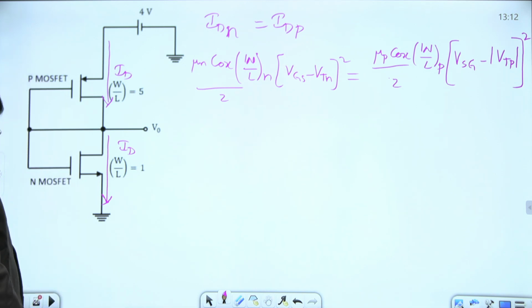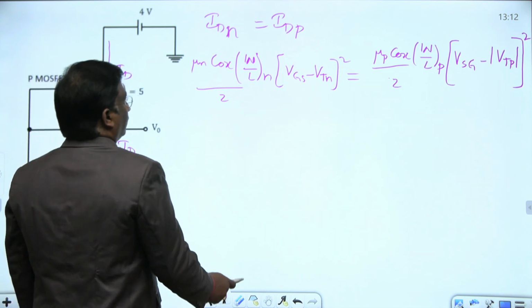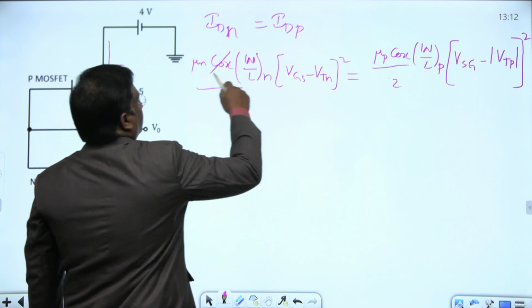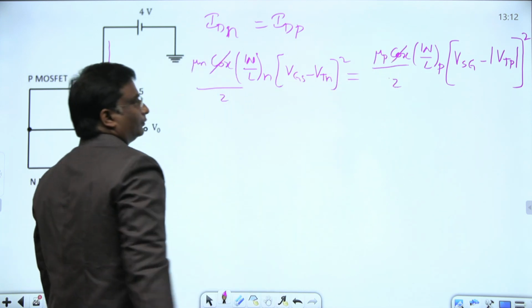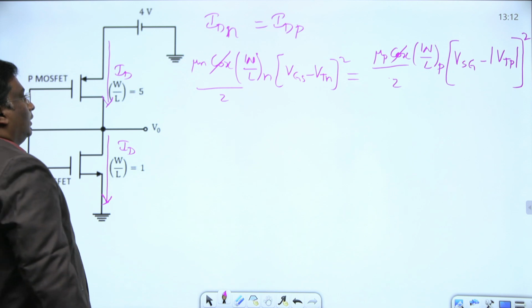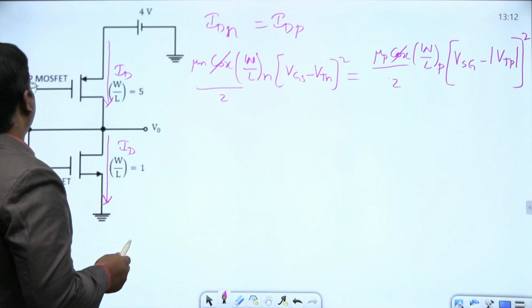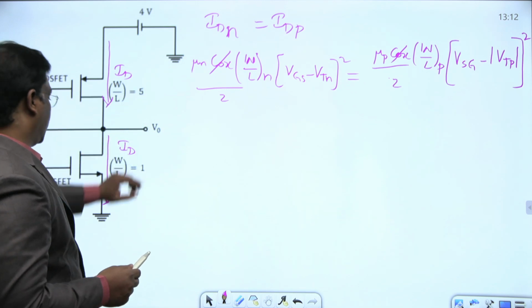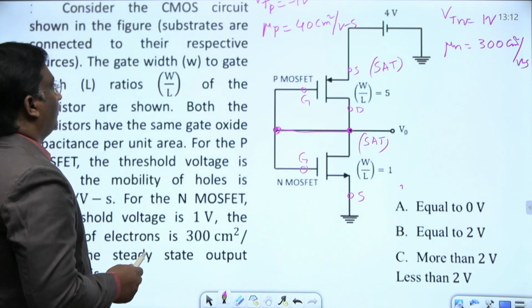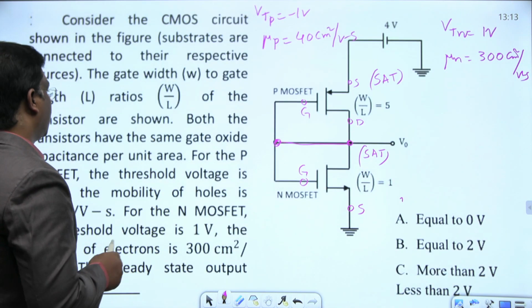That's the information they gave. For both the transistors, Cox is the same. This is Cox, this is Cox, the same. Okay, and here, tell me what is the mu n here? Mu n for NMOS is given as 300. Mu p for PMOS is given as 40.